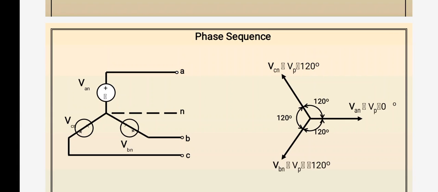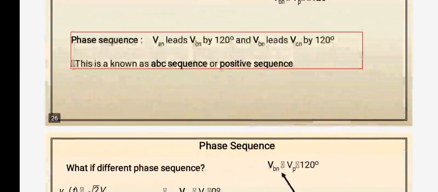On the left hand side there is a phasor diagram. It clearly represents the 120 degrees. So the total is 360 degrees.